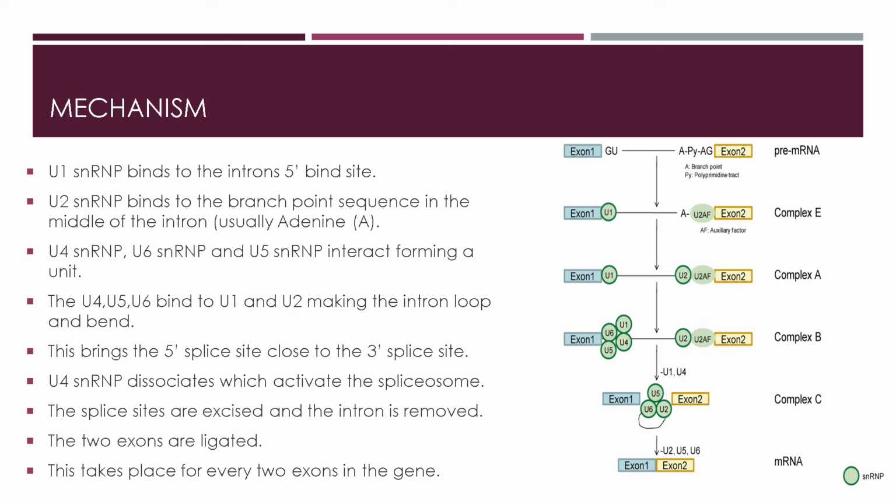At this stage, the U4 snRNP detaches itself to activate the spliceosome, and therefore the splice sites are broken and the intron gets removed as a lariat. The exons get ligated because they have a free hydroxyl and phosphate group in them, and this type of process takes place between every 2 exons in a gene.